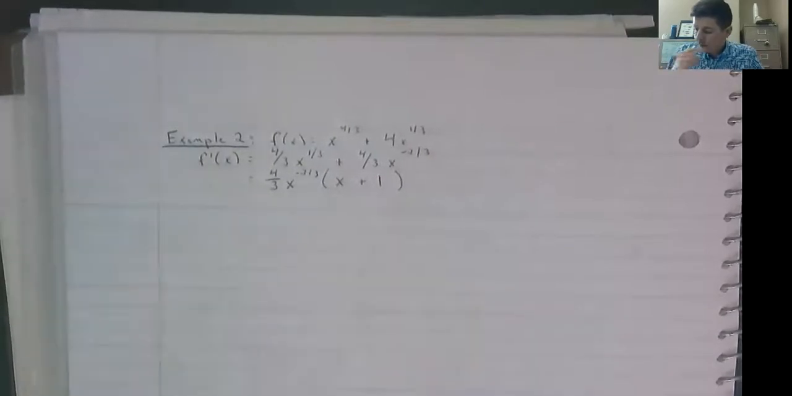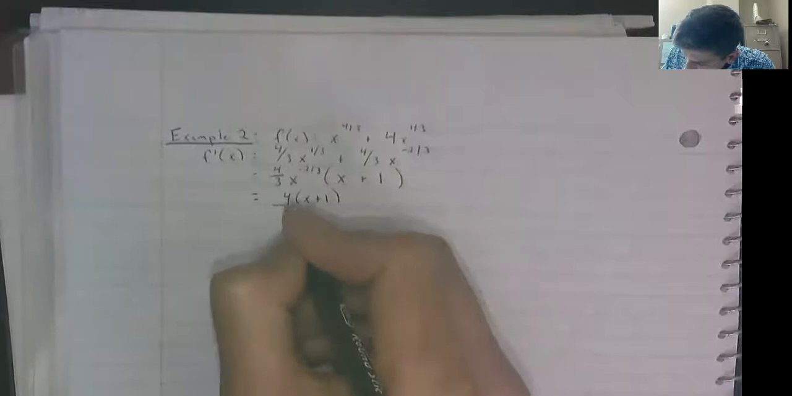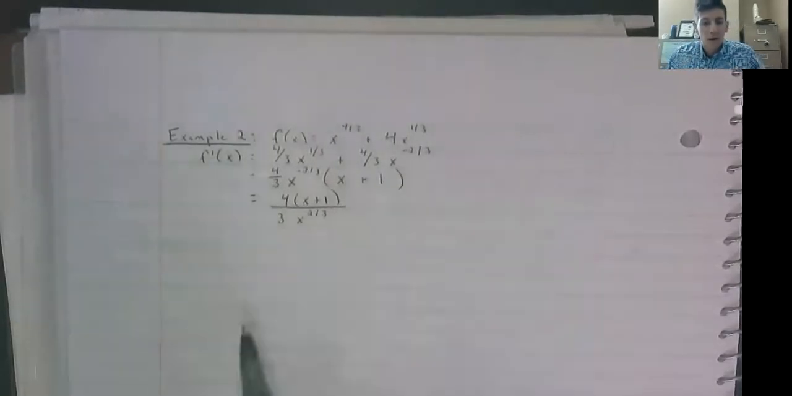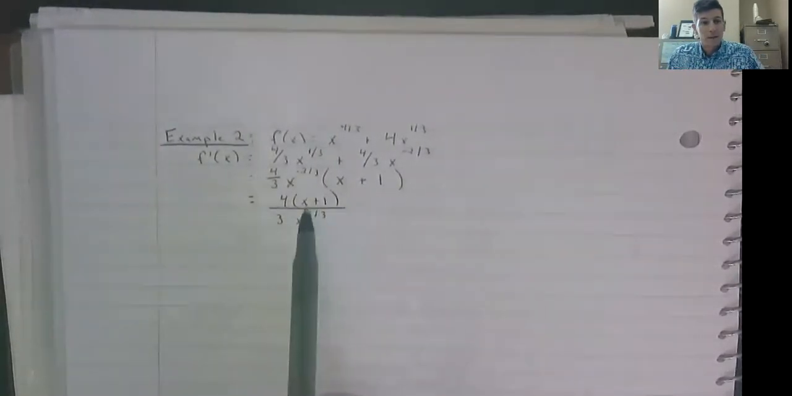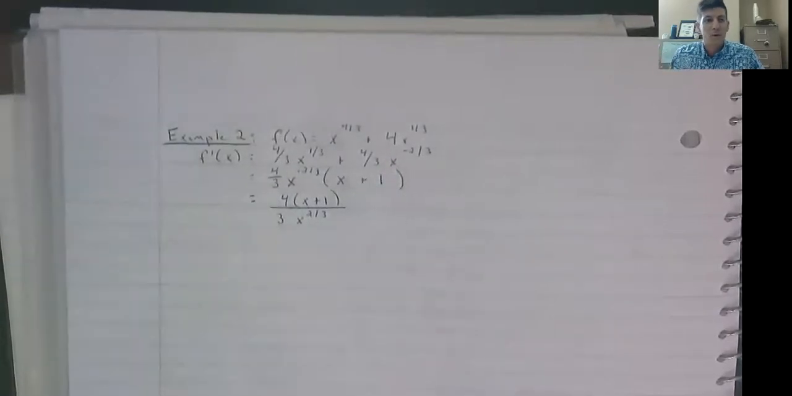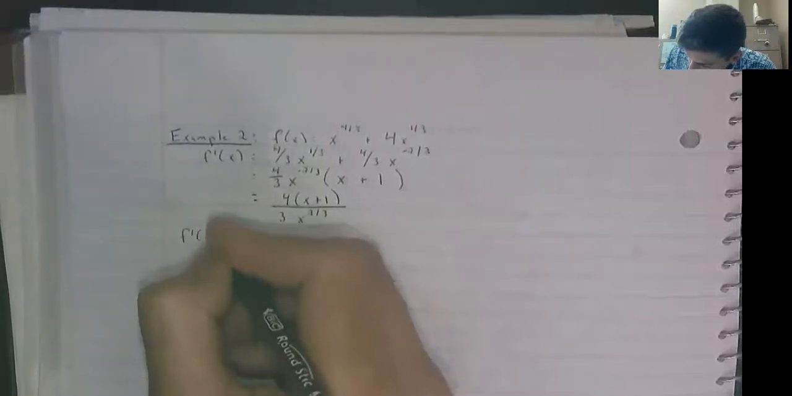Why do we do that? Because now we can write this as a single quotient. Namely, we can write this as 4 times x plus 1 over 3 times x to the 2/3, which will make our life in finding when this is 0 or nonexistent much easier than if we had done it when it was still a sum of two different things. This simplifies our life.